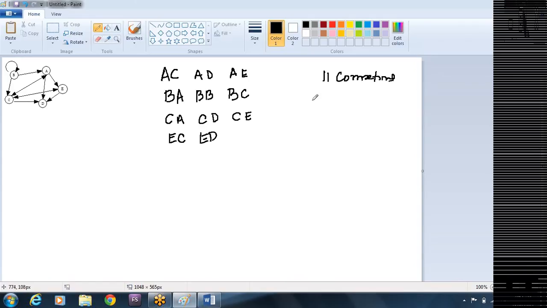Sneha and Sheila actually texted in the chat window and mentioned it. So there are a total of 11 connections that we have.